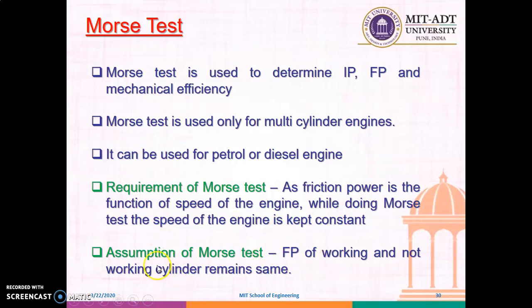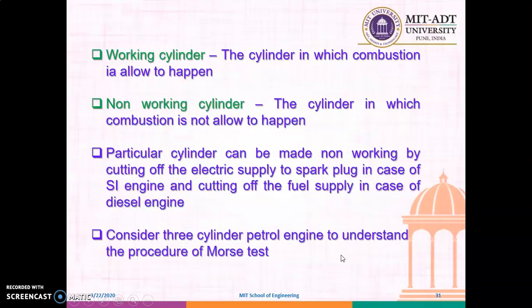Now the next important point is the assumption of Morse test. Most of the time students get confused between assumption and requirement of the Morse test. Remember students, assumption is different from requirement. The assumption of Morse test is that friction power of working and non-working cylinders remains the same. Now to understand this assumption, we must understand the meaning of working and non-working cylinders.